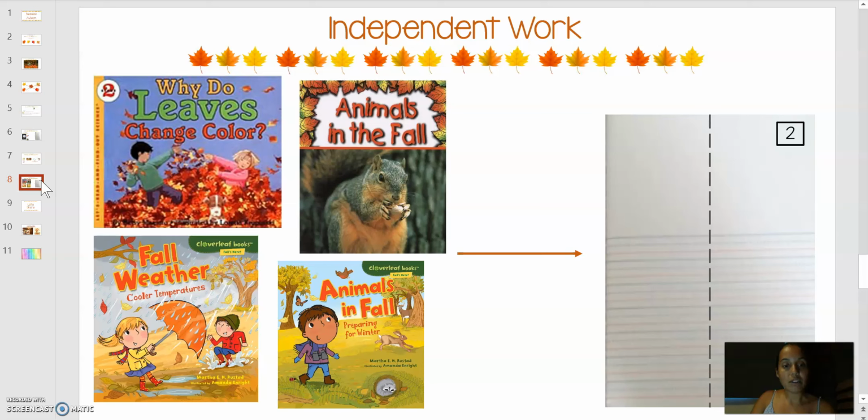For resourcing, students will use books to gather new information and write another fact or piece of information in their science journal. So one half will be something they learned from the video and we discussed and talked about, and on the other half of the paper, it will be a piece of information that they have gathered using the resources that we have in the classroom. In this case, we have different books. Some of the books that I have here are Fall Weather, Animals in the Fall, Why Do Leaves Change Color?